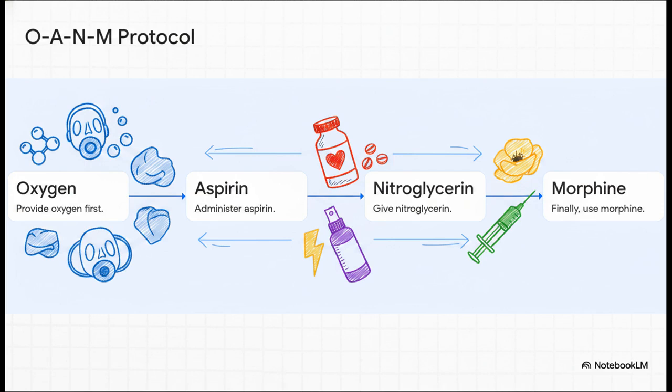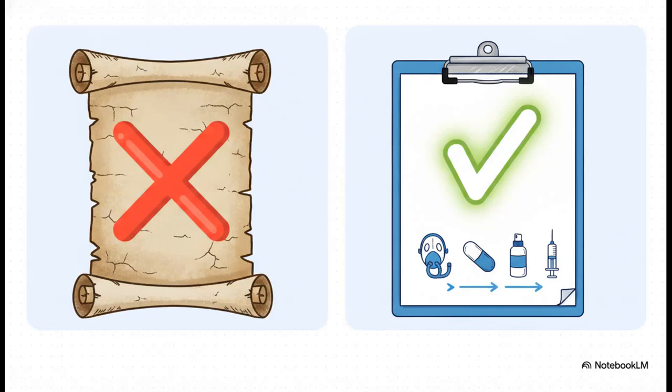Well, oxygen comes first to immediately fight the underlying myocardial hypoxia. Aspirin is next to halt any further platelet aggregation. You've got to stop that clot from growing. Then nitroglycerin to rapidly vasodilate and open up those starved vessels. And finally, morphine. That's to manage the severe crushing pain, which in turn drastically decreases the patient's overall cardiac workload and oxygen demand.